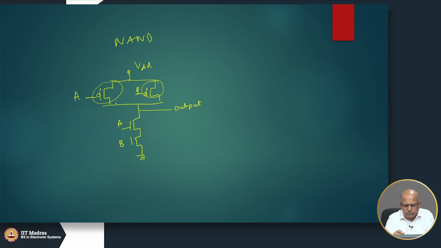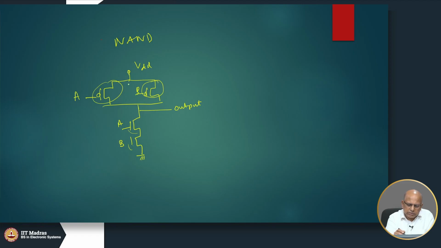So, as long as one of them is on, there is a charging path. And if either of them is 0, one of these will be off. If A is 0, this transistor is off, if B is 0, this transistor is off, if both of them are 0, both of them are off. In either case, if one of the inputs is 0, then you can think of this as an open, there is no way to conduct.